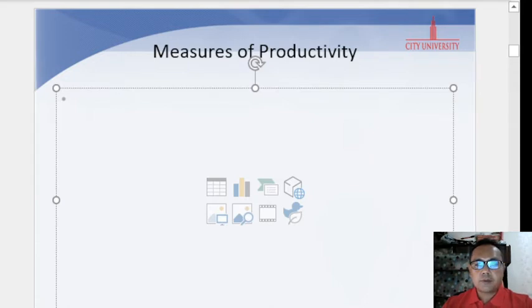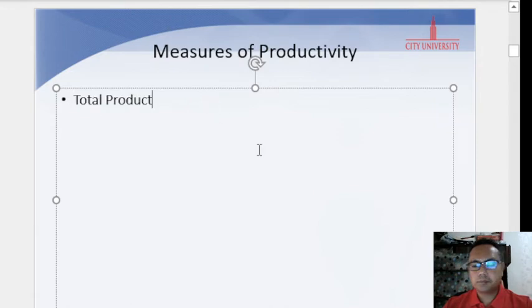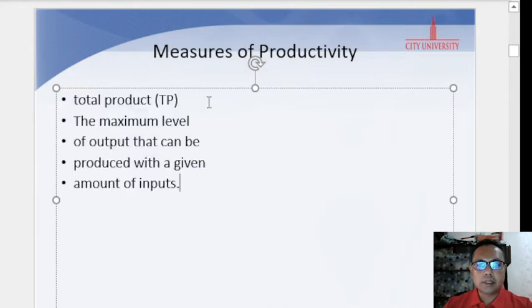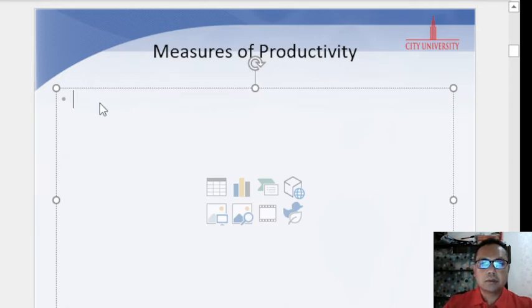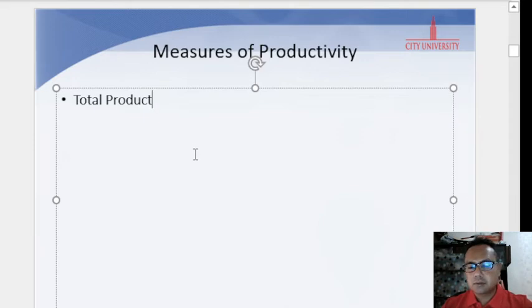Okay. So this is total product. Average product. Okay, this one maybe can help us to understand our total product. So hopefully this can help us to really understand about this.